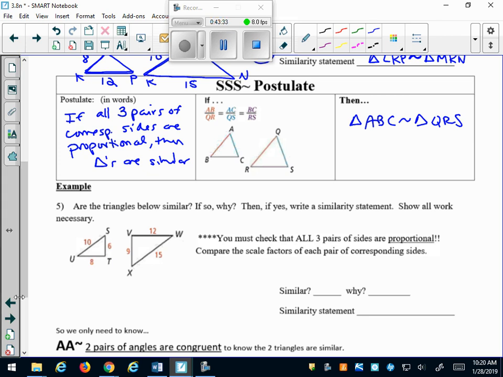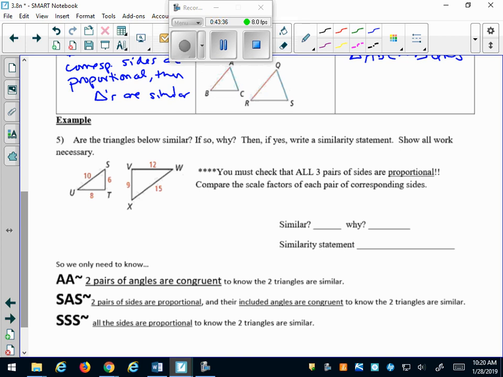In this example, we would just be checking all three pairs of sides. Again, small, medium, large, I think is helpful. And you're just going to check small to small, medium to medium, and large to large. There's no shortcuts. You can't do small to small and then medium to medium and say, oh, well, they're the same, so the last one must be also, because that's not necessarily true. You could have two triangles that have two pairs that are proportional and the last side is not proportional. So you really need to make sure you're checking all of them.